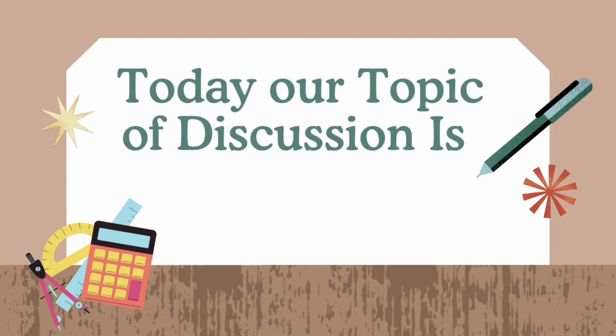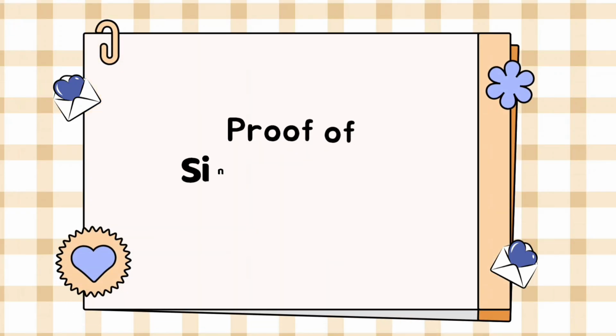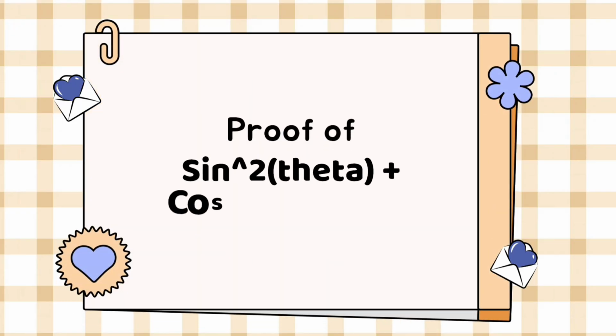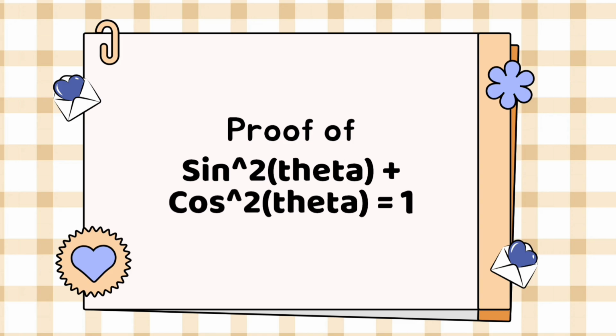Hello friends, today we are going to see the proof of the trigonometric identity, that is, proof of sin squared theta plus cos squared theta equal to 1. Watch this full video for a bonus tip at last.